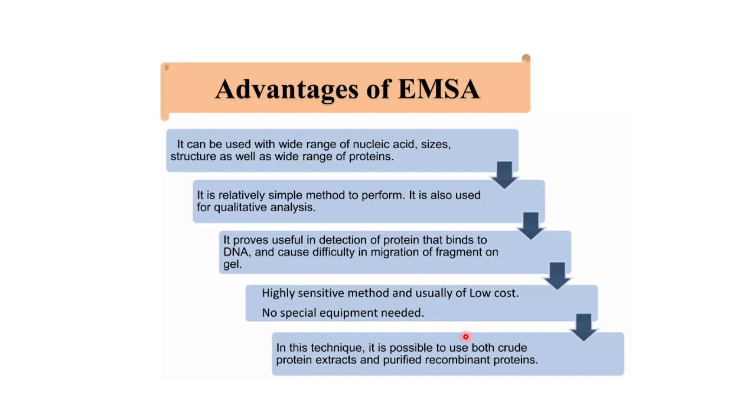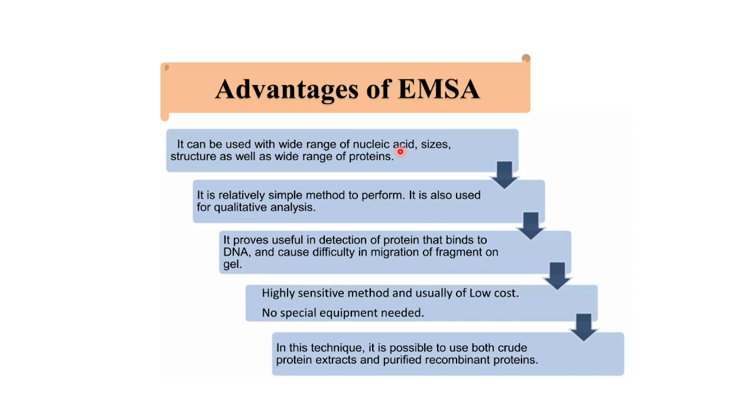So this particular technique has numerous advantages. A few of them include that it can be used with a wide range of nucleic acids of different sizes and structures, as well as a wide range of proteins. It's a relatively simple method to perform and can be used for quantitative analysis. You can study the different bands via different software, study the intensity, understand at what concentration your DNA is binding with your protein, and determine the KD from there. That's the binding affinity.